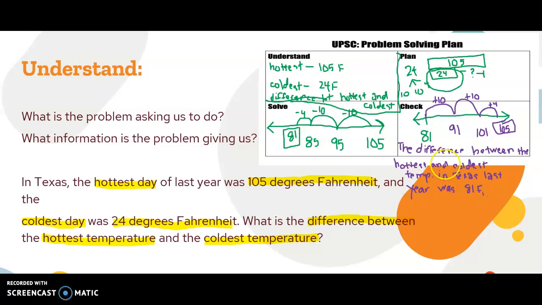So now I have shown, I've used the number line to find the difference, and I've also used a number line to check my computation or to check my thinking.